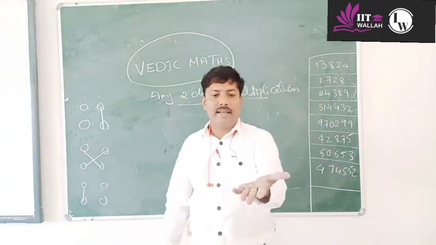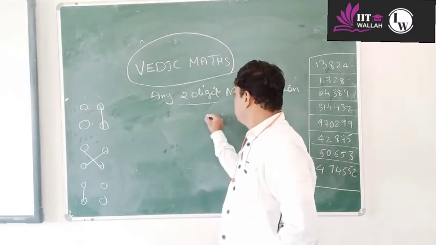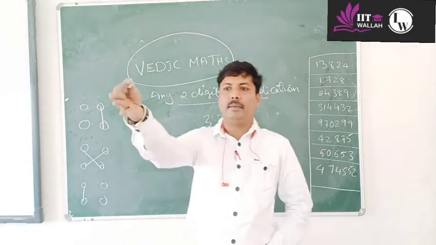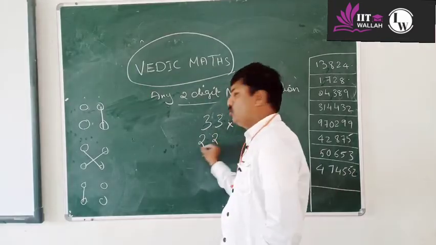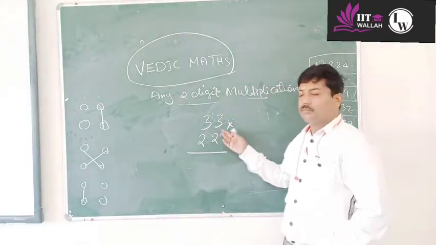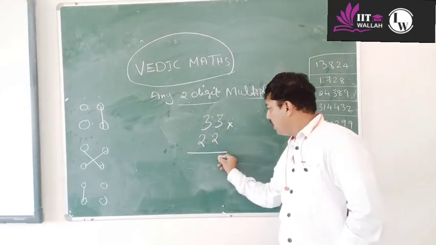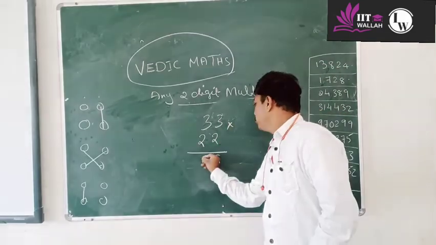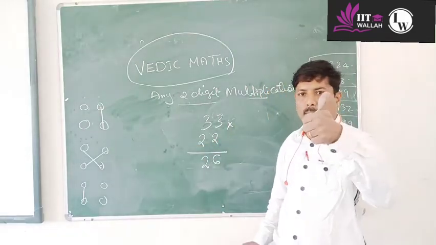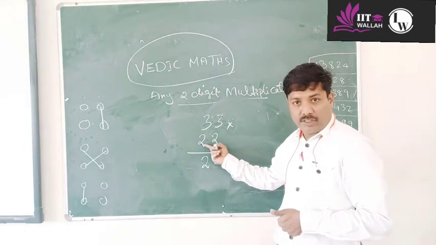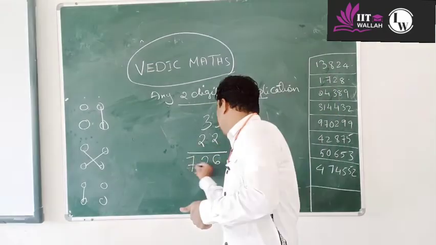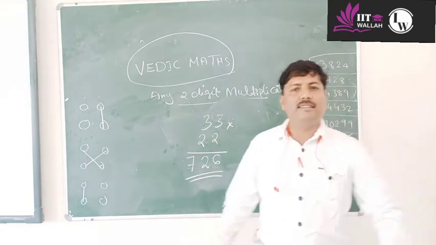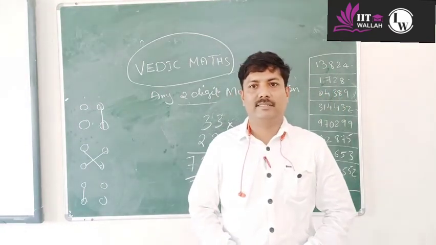Now, give me one number please. 33. And another number 22. Okay. Now, first step is 3 2s are 6. Now, cross multiply, 6 plus 6, 12. Then 1 is remaining. 3 2s are 6 plus 1, 7. 726. You got the answer very nicely, right? Okay.